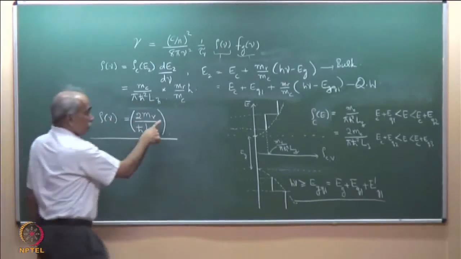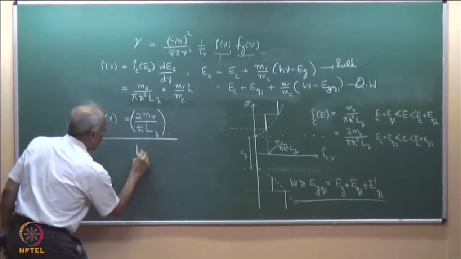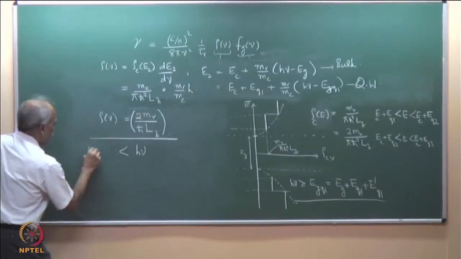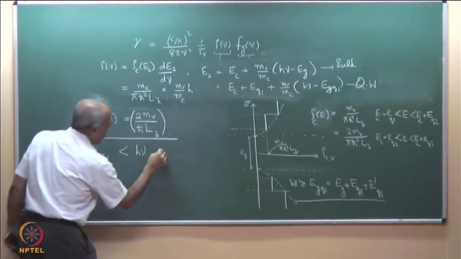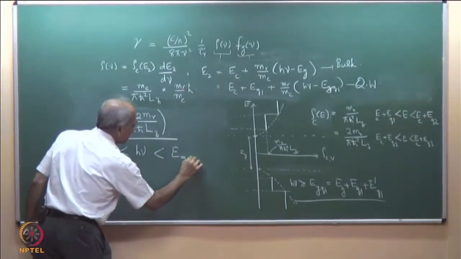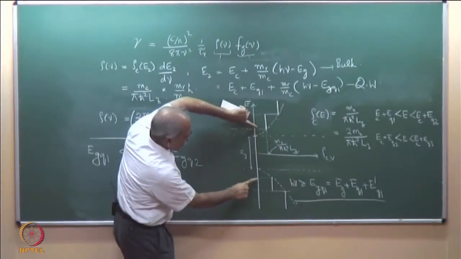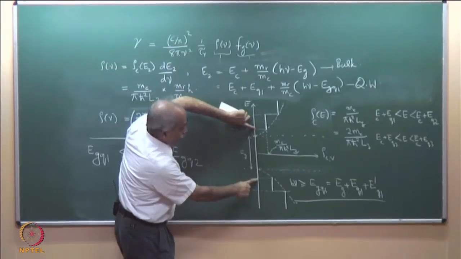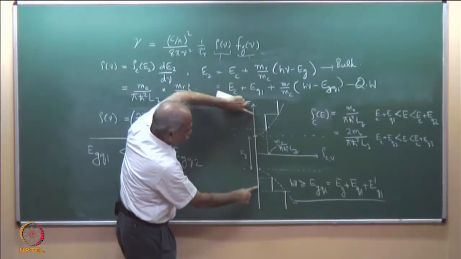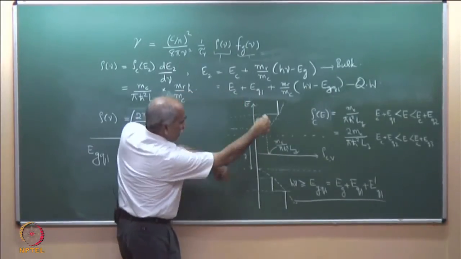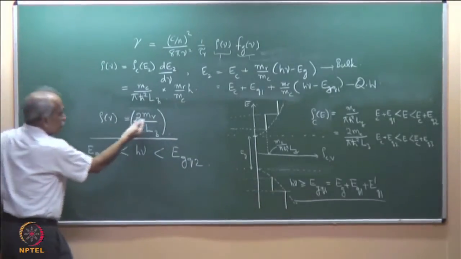So, for h nu between Eg Q1 and Eg Q2. What is Eg Q1? Eg Q1 is this difference, the band gap from Q equal to 1 to Q equal to 1. Eg Q2 is this difference. So, the density of states is constant here.